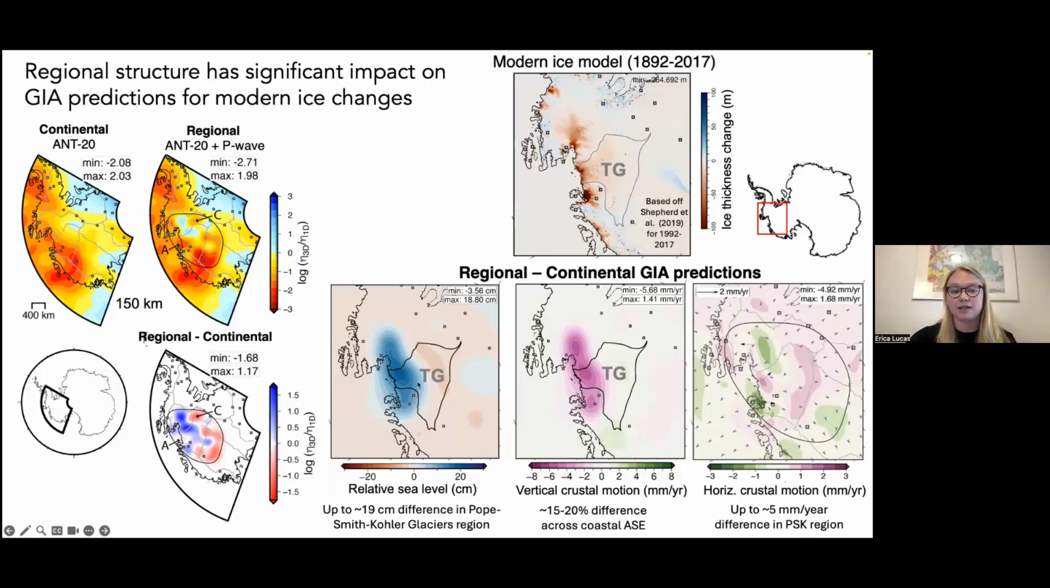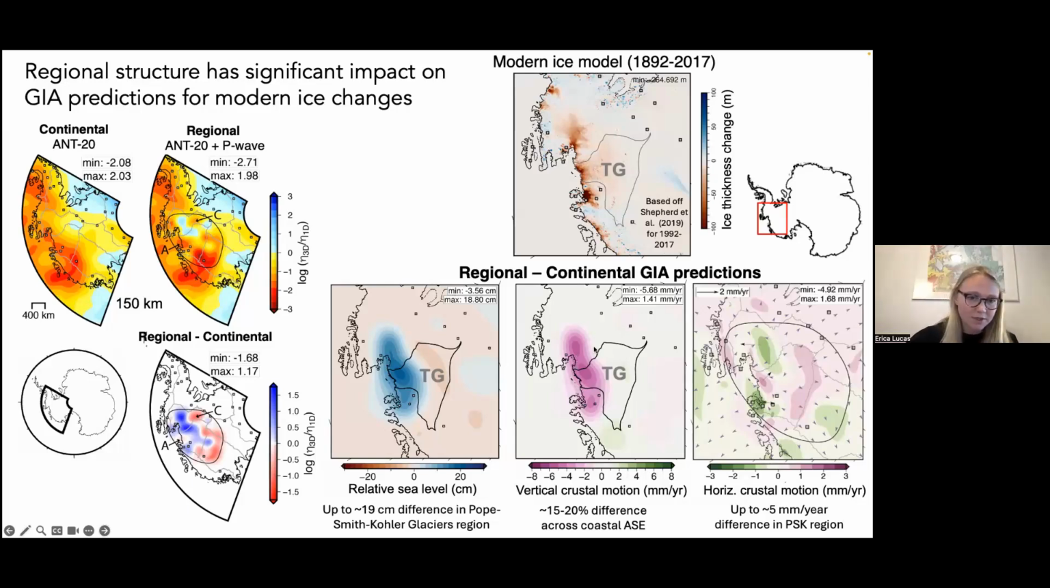So there's up to 19 centimeters difference in sea level change predictions with the incorporation of this regional scale Earth structure. And then there's also predictions of crustal motion. So here I'm plotting GPS stations deployed on bedrock throughout the region with these squares. So it's important to better understand what are GIA models' crustal motion predictions from these models.